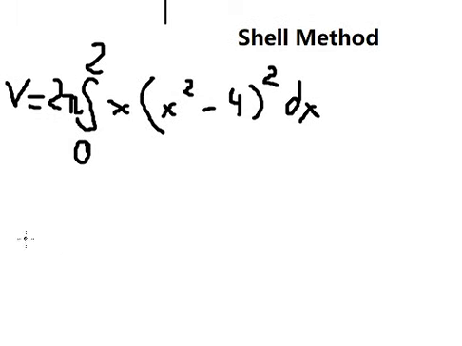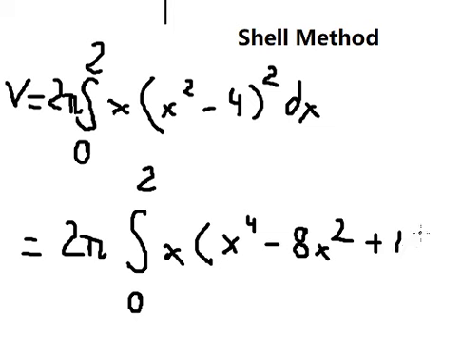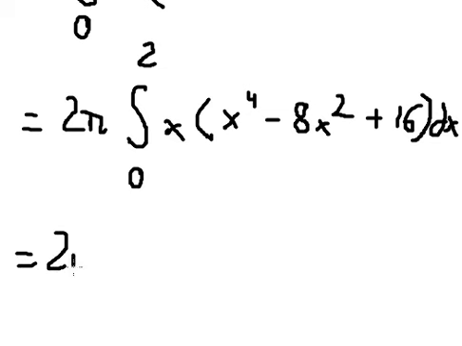Now we can calculate this one. So we need to expand this one here, and we have x to the power of 4 minus 8x squared plus 16, and we have the x. So x multiplied by x to the power of 4, x squared and 16.